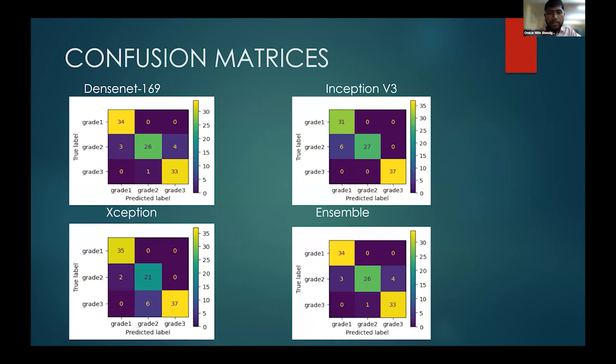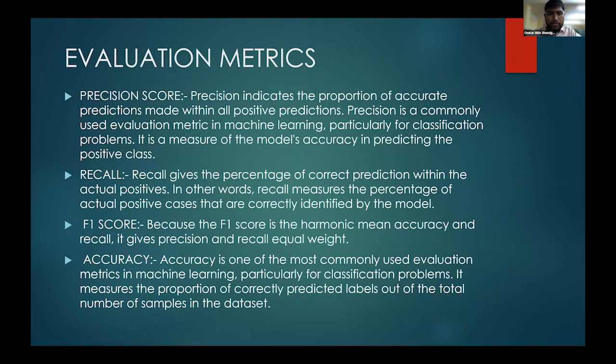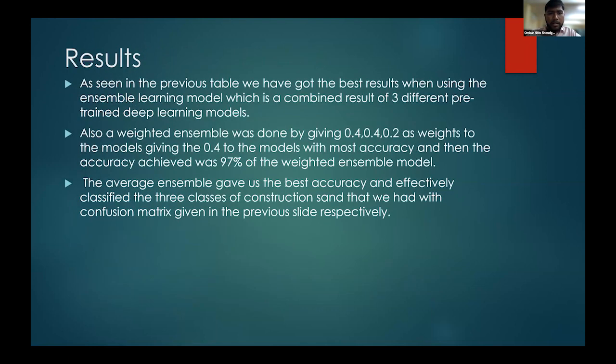These were the confusion matrices we got for all the four models. This is DenseNet, Inception, Xception, and the last model, Ensemble. So these are basically a brief description of the evaluation metrics we had and the results.